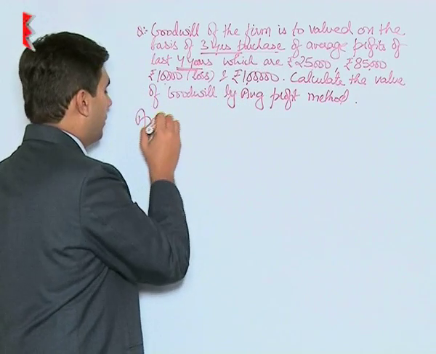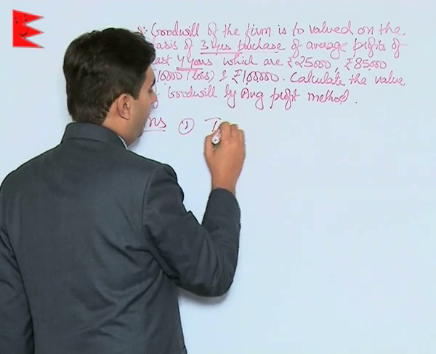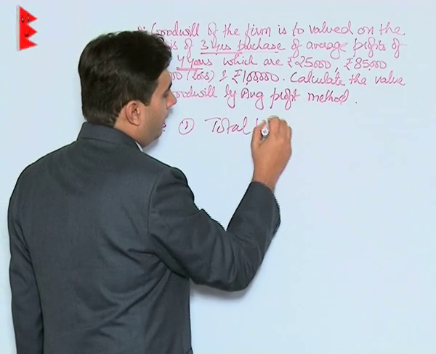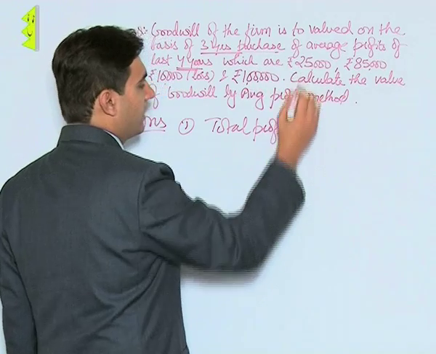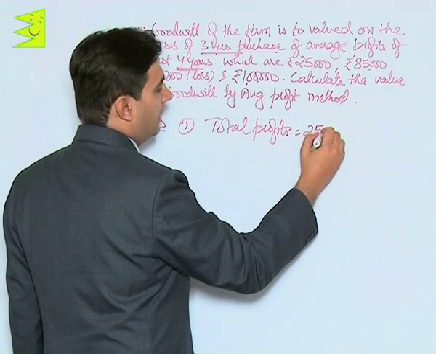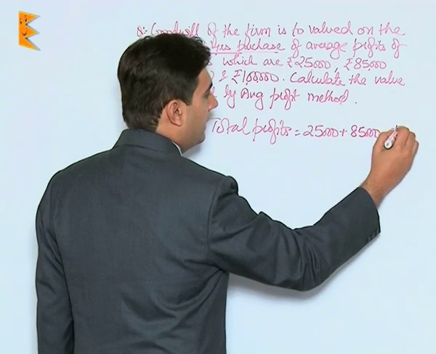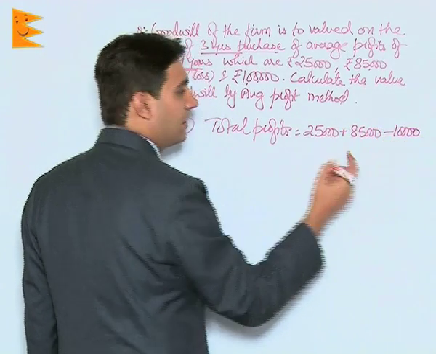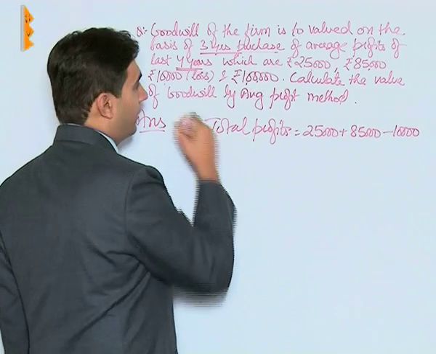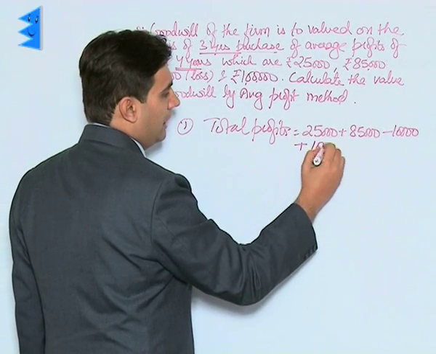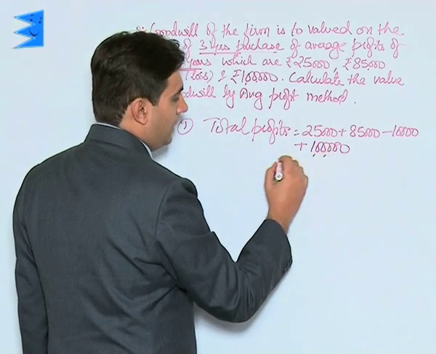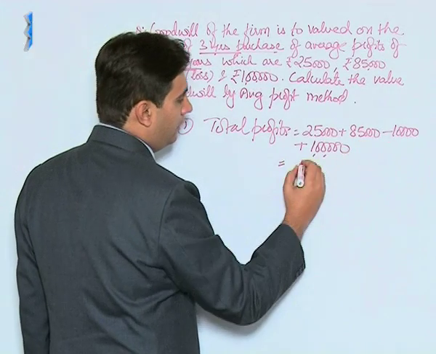So now coming to the solution part, the first step is total profits. The total profits of last 4 years would be 25,000 plus 85,000 minus 10,000, because this 10,000 is a loss, plus 1 lakh. That gives us a total of 110 minus 10, 2 lakh rupees.